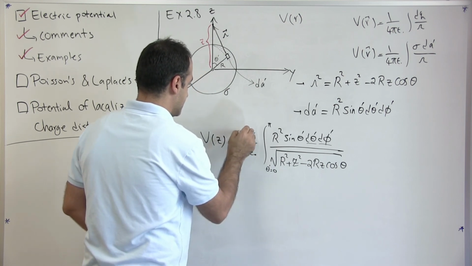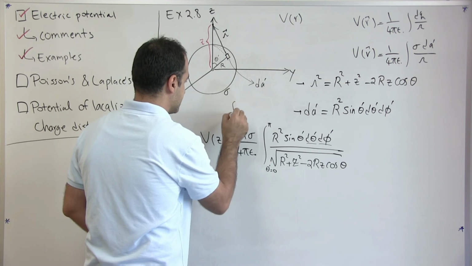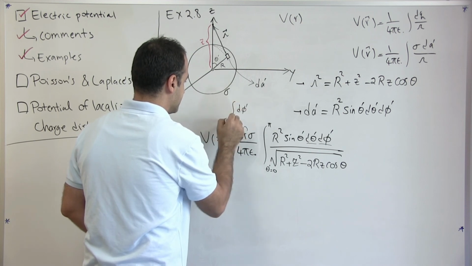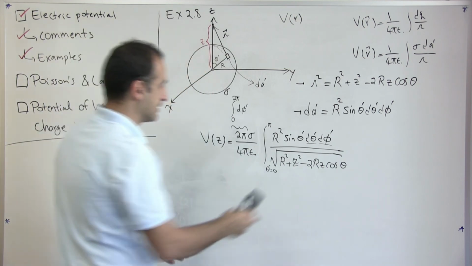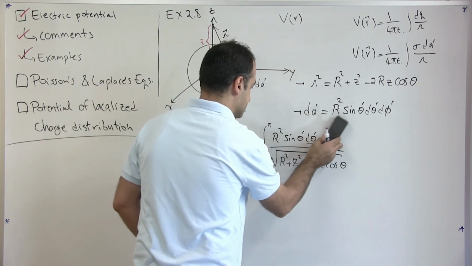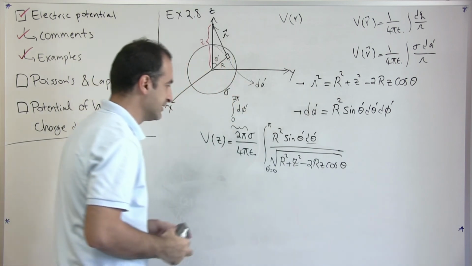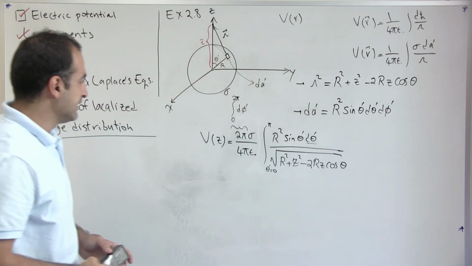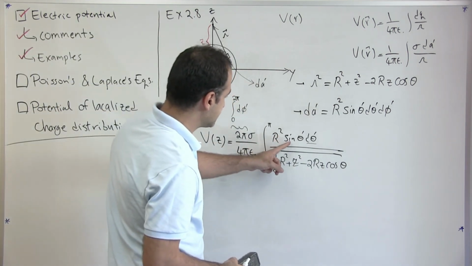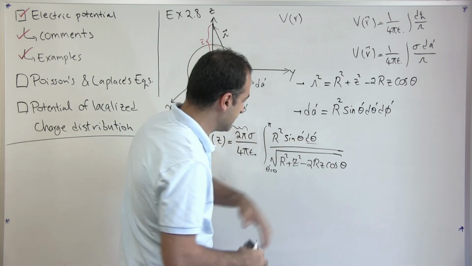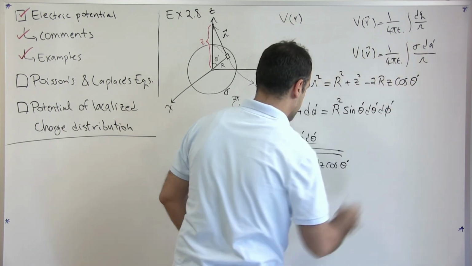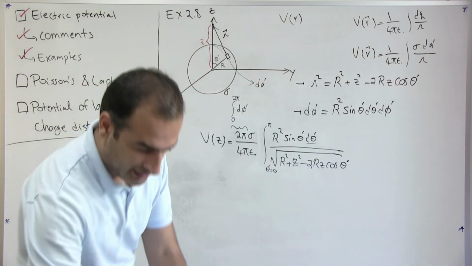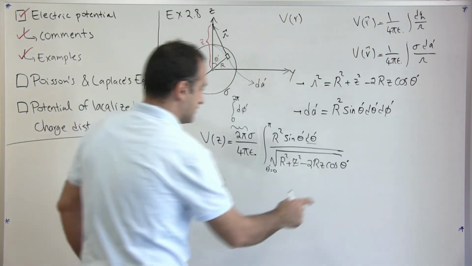Pi sigma, and I'm going to say that this is the integral of d phi prime from 0 to 2 pi. Okay, and then I get rid of this. So I did one of the integrals. And here I have r squared sine theta prime d theta, and here I have cosine theta prime. By the way, this is theta prime. And this can be easily done with the change of variables.